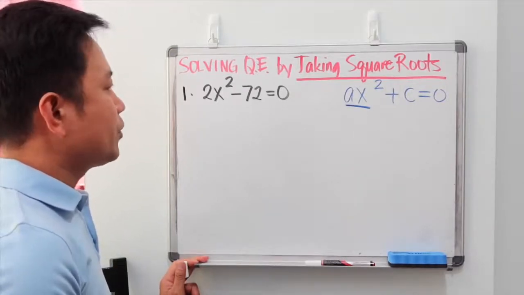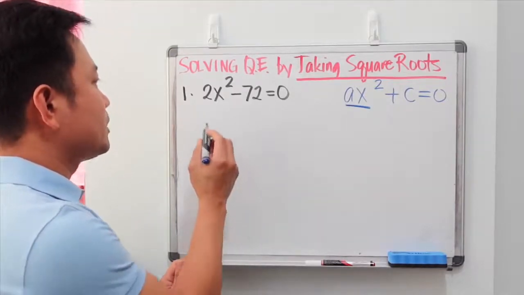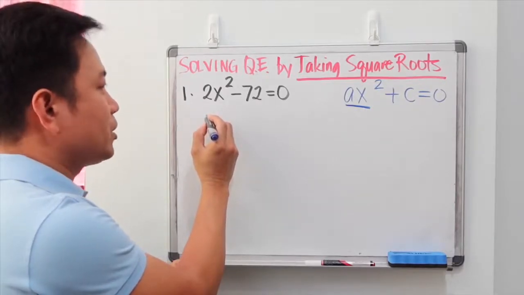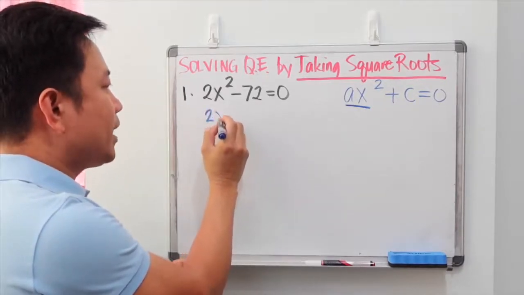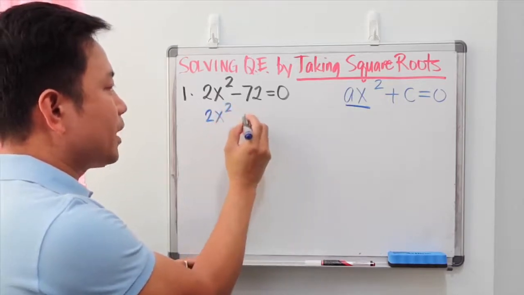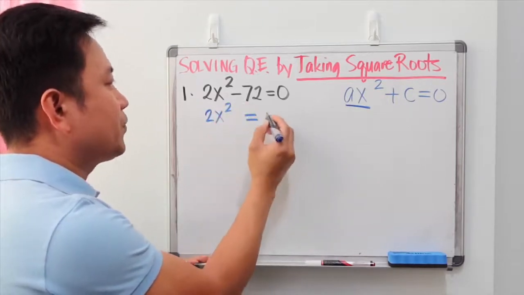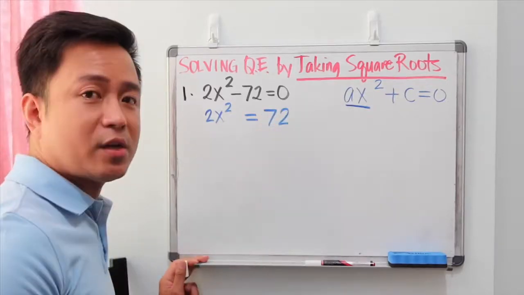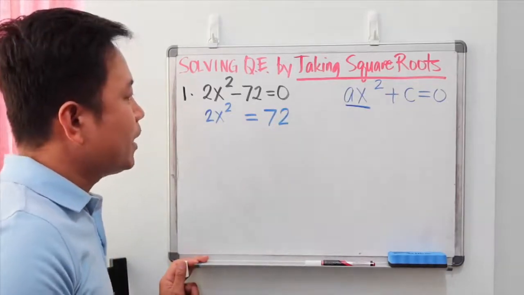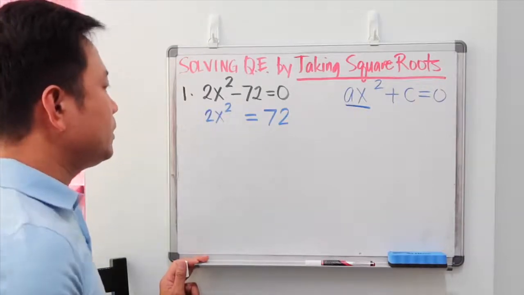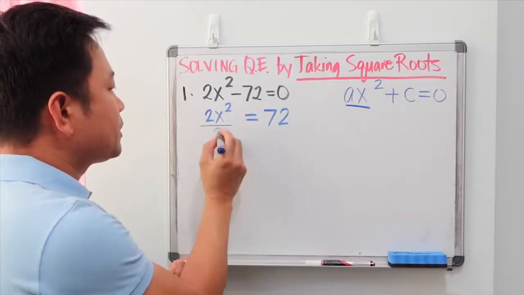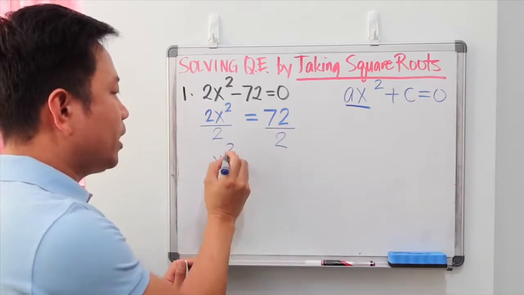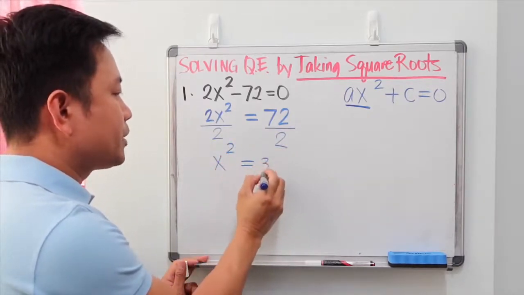Doing the square root method, the first thing that you need to do is isolate the x squared on the left side of the equation, which means that we need to add 72 to both sides. Meaning we can transfer negative 72 to the right, and that turns now to positive 72. Isolating the x squared alone, this means we need to divide both sides by 2. And that gives us x squared is equal to 36.